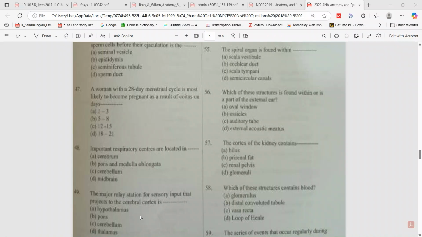48. Important respiratory centers are included in the pons and medulla. Pons and medulla oblongata. Pons and medulla. Okay.